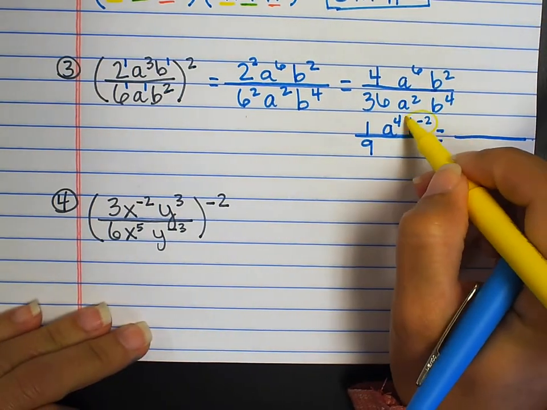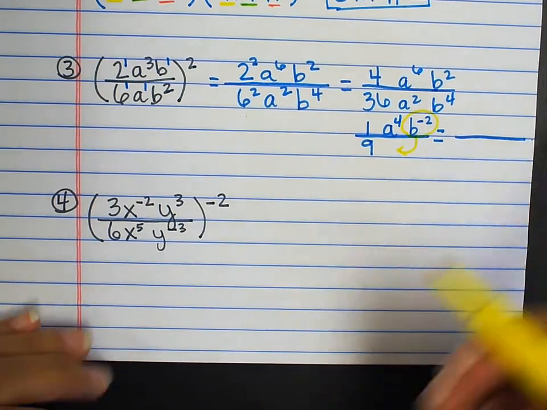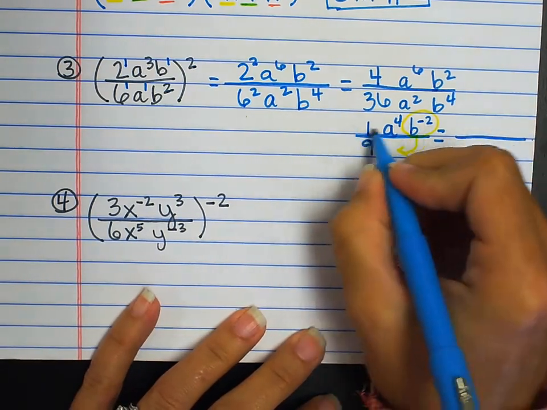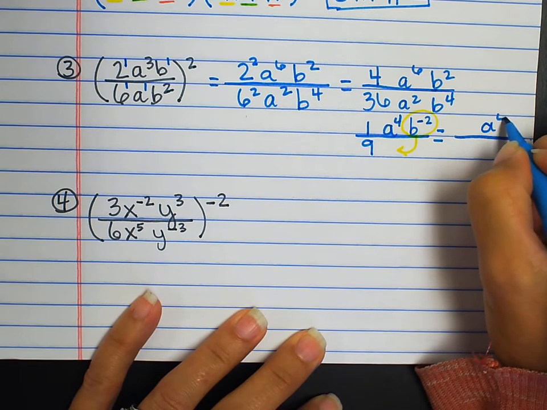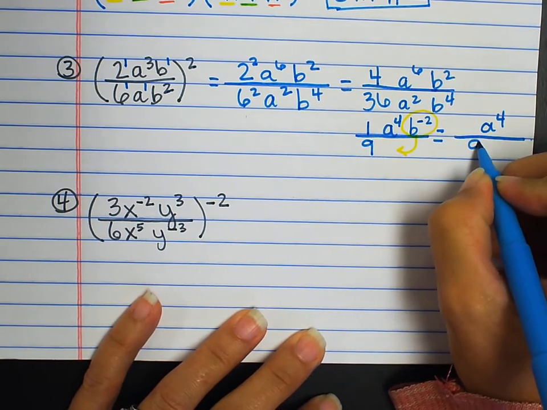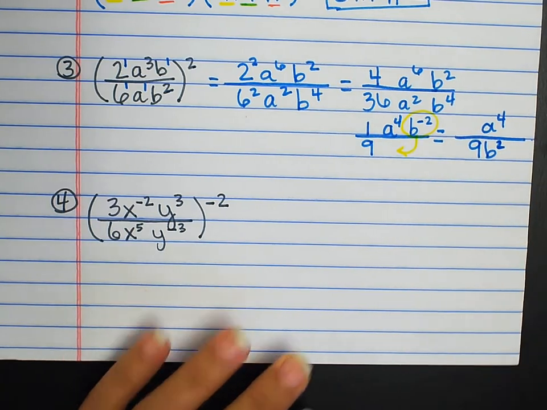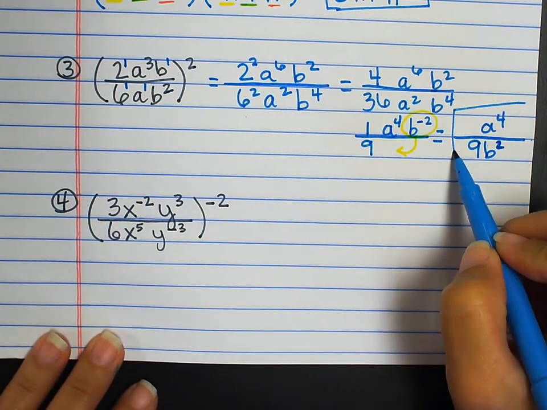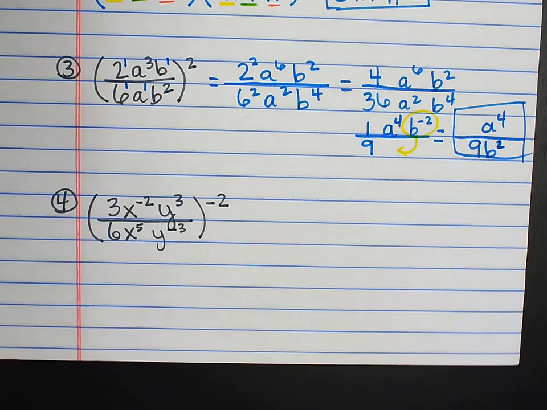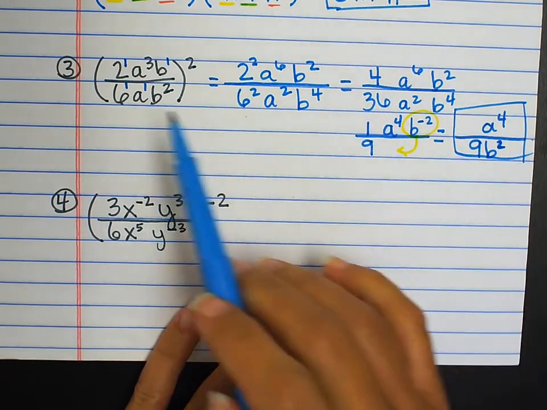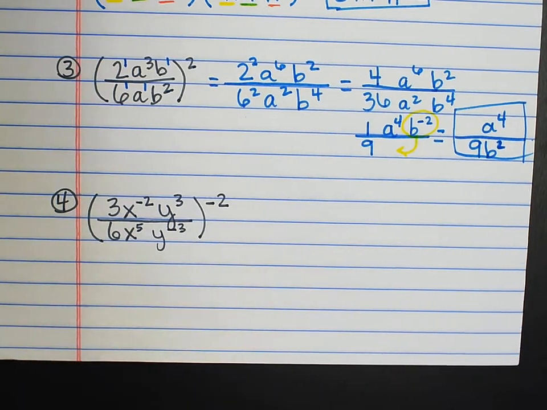When I take this b to the negative 2 and I move it to the bottom, the negative exponent goes away. So I end up with just an a to the 4th on top and a 9b to the positive 2 on the bottom. My final answer is a to the 4th over 9b squared. We used many rules in that problem.